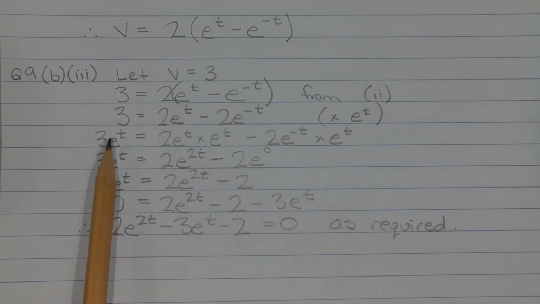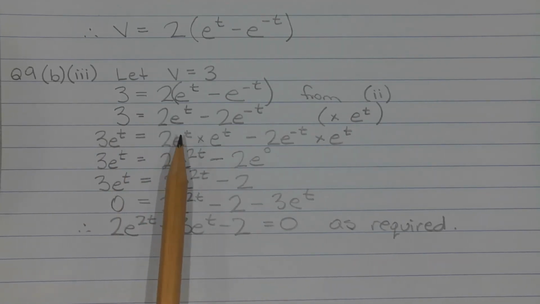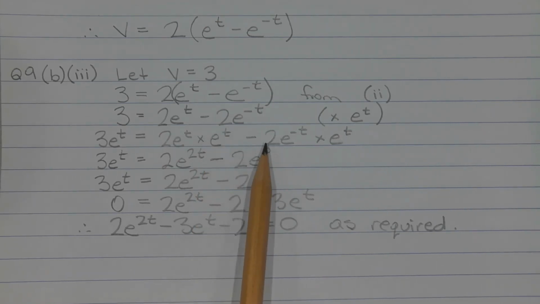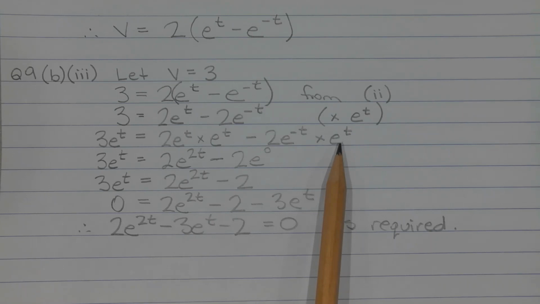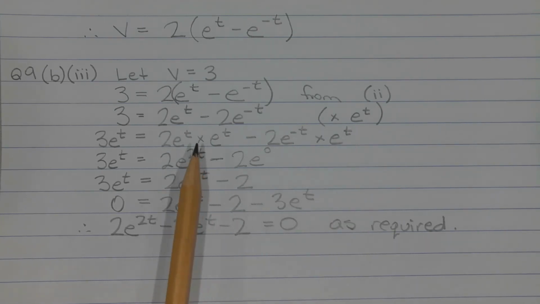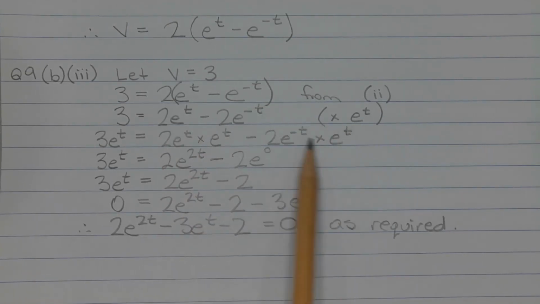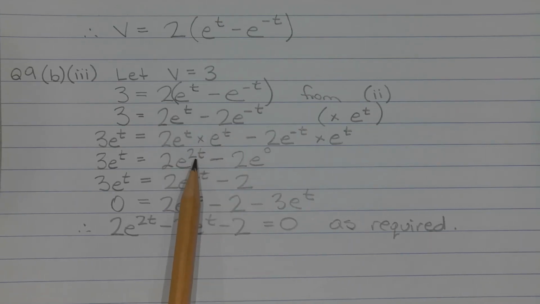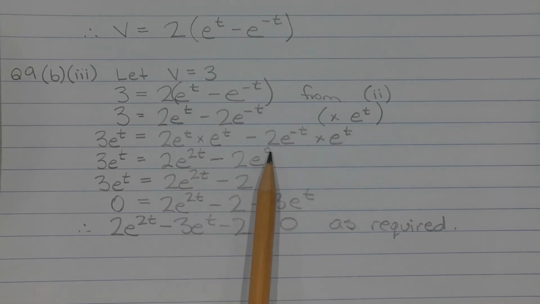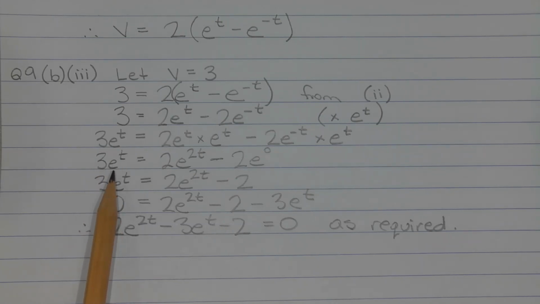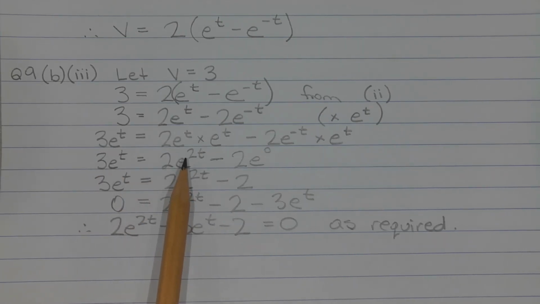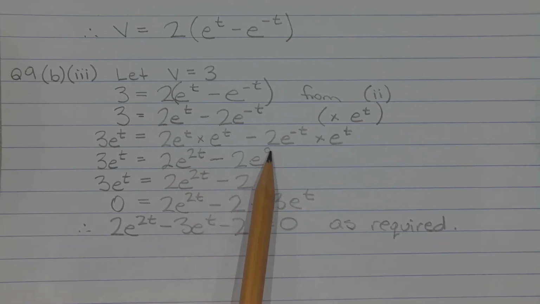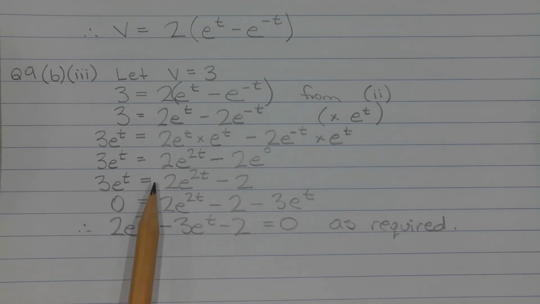Next, multiply all three terms by e^t. So we get 3e^t equals 2e^t times e^t minus 2e^(-t) times e^t. Now we're multiplying two terms with the same base, so we add the indices in this case here and this case here. So t plus t is 2t and negative t plus t is 0. So the equation becomes 3e^t equals 2e^(2t) minus 2e^0, and e^0 is 1. So we have 3e^t equals 2e^(2t) minus 2.